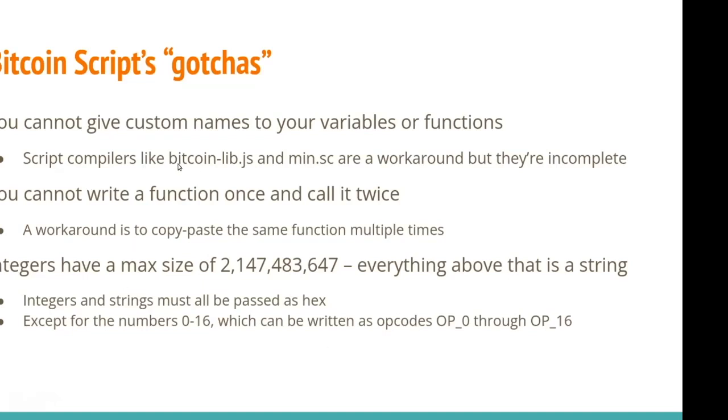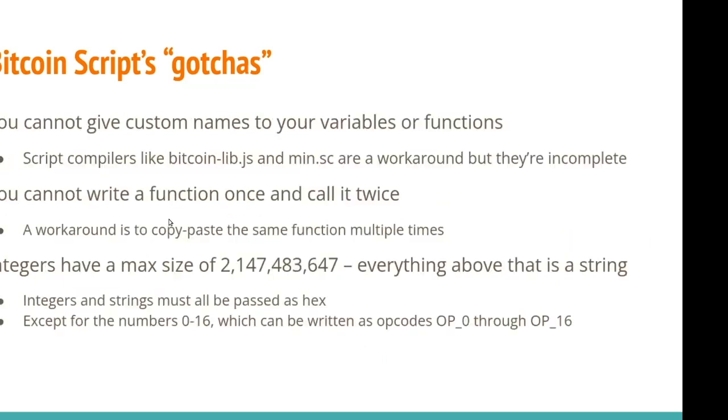There are some script compilers: Bitcoin Lib, Bitcoin.js, and Minsk, min.sc. That's actually a website, you can go there. They are higher level languages that give you stuff like named variables and named functions, and then they compile down to Bitcoin script. I use Bitcoin.js all the time. Minsk is not complete yet, but it reminds me of Bash. It looks a lot like Bash, and I really like the way it looks, but it doesn't fully work yet. Bitcoin Lib is great. I use that one all the time. We're going to use it today.